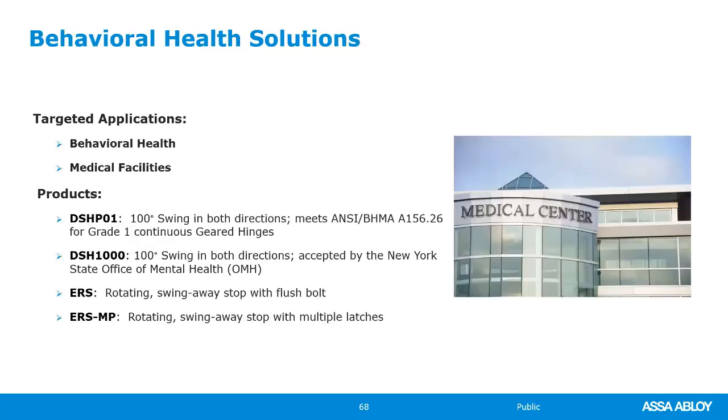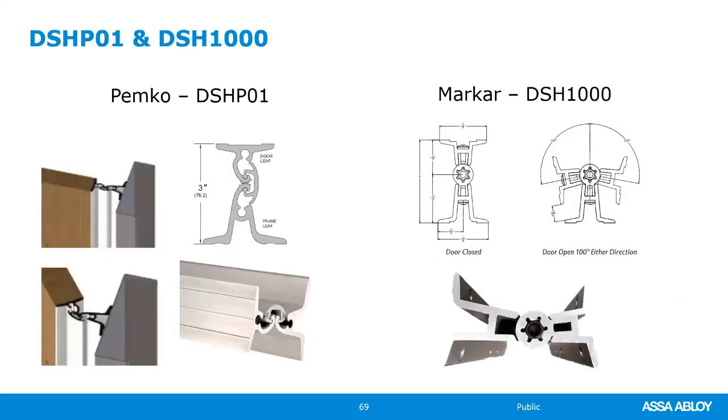Next, we're going to talk about our behavioral health solutions: our pivots that are designed to swing both ways, and our stops that allow you to get into a situation and open a door in case something happened on the inside where the person was incapacitated and not able to open the door. We're going to take a look at this in a video in a second.